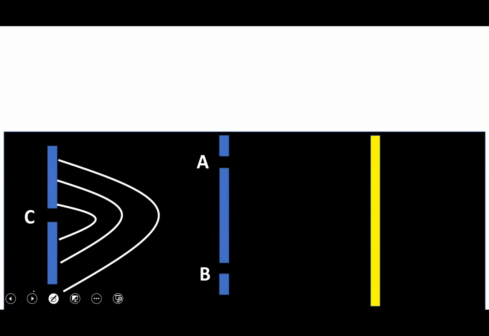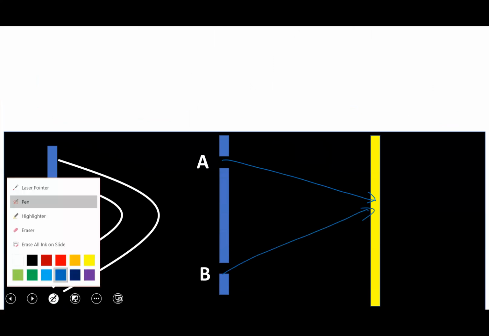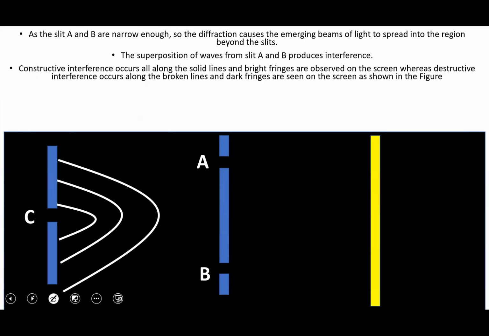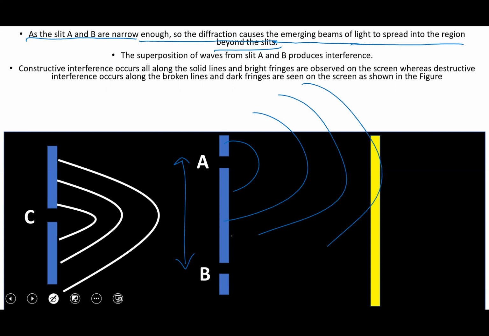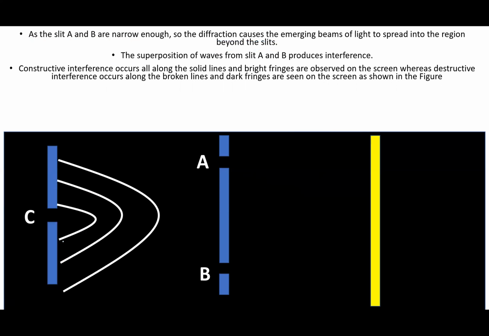Now, the light coming from here and the light coming from here interfere with each other at different points on the screen. As the slits A and B are narrow, that means this part is very small, enough so that diffraction causes the emerging beam of light to spread into the region beyond the slits. That means they are allowed to spread or scatter beyond the slits, and they interfere with each other. The superposition of waves from slits A and B produces interference.